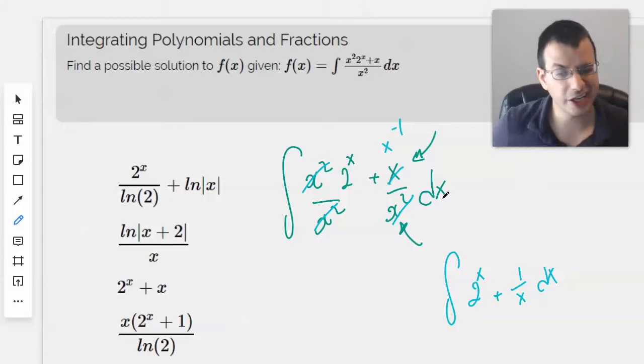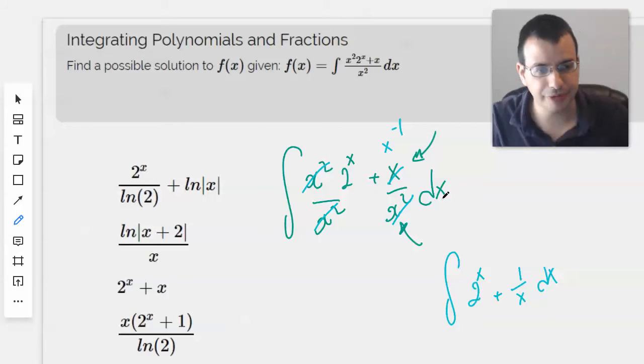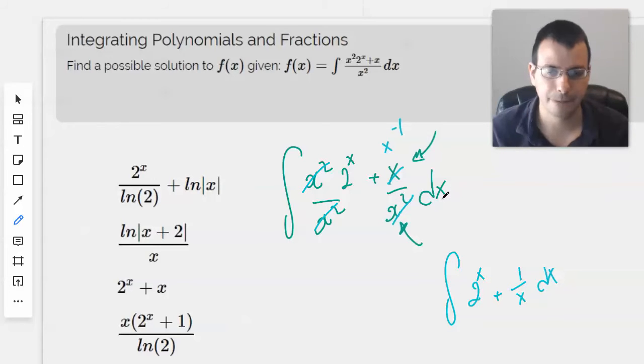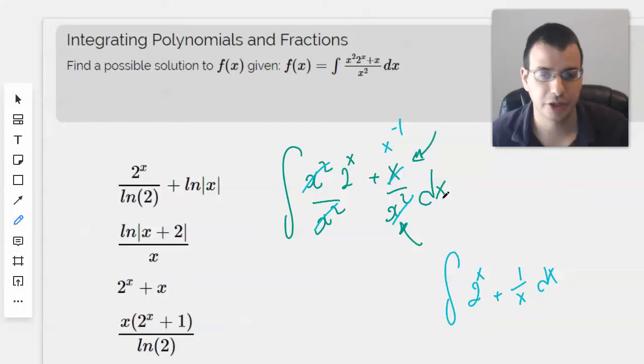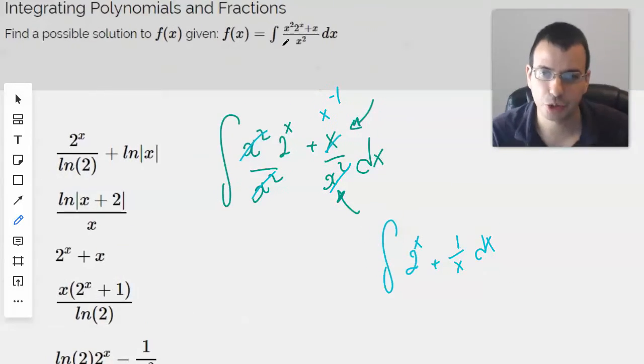And so the idea is if you can break up the fraction, break up the denominator, you should really look at that. That should be one of the first steps you should look at for most problems. This one worked out well because that way I got rid of that x squared in front of 2 to the x.